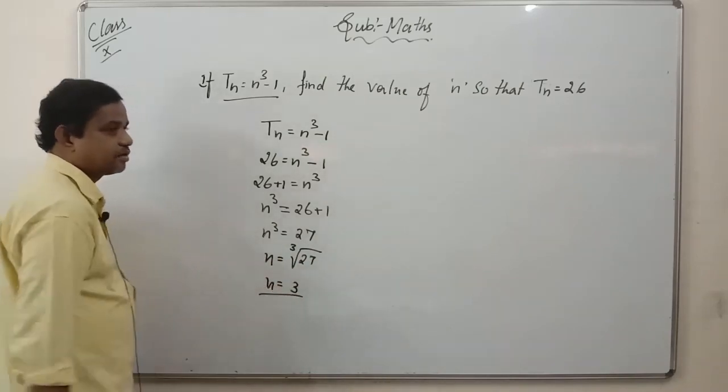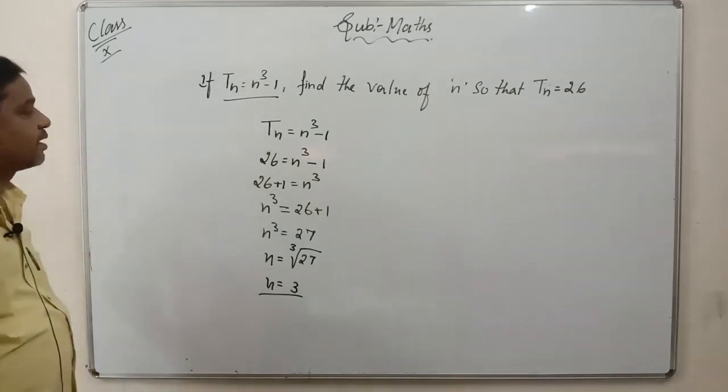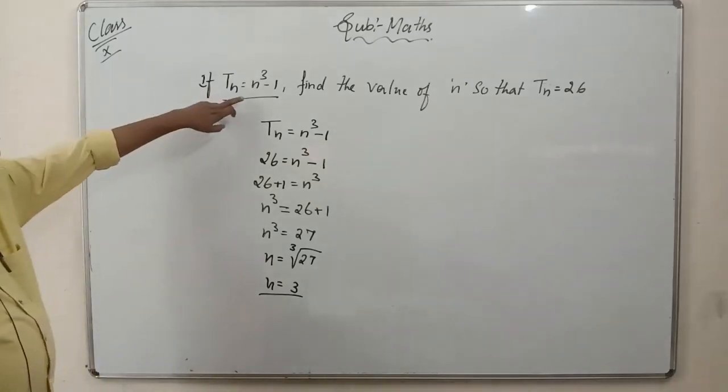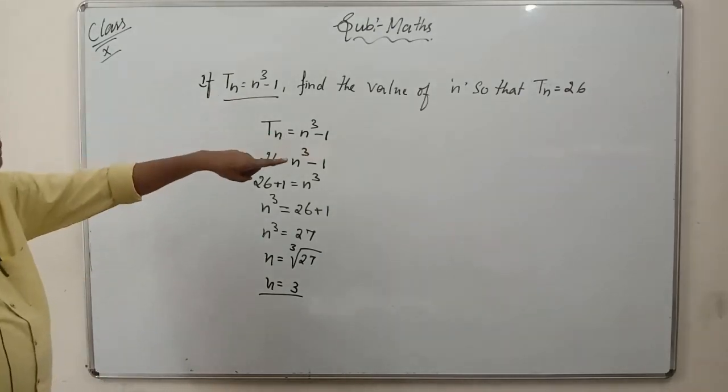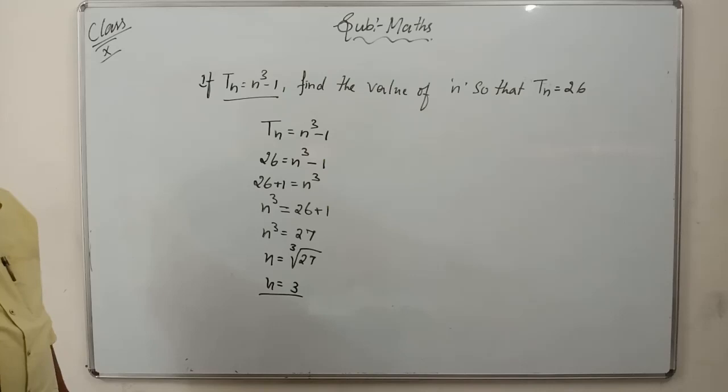So the cube root of 27 is n equals 3. So the value of n is 3 when Tn equals n cube minus 1, and he has given the nth term equals 26. This is the thing what we have.